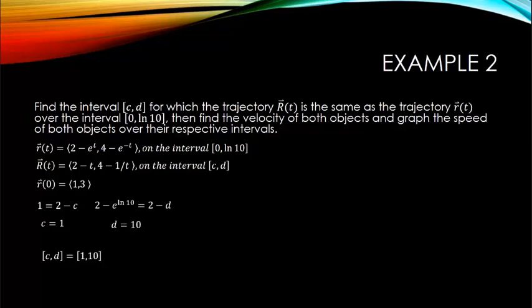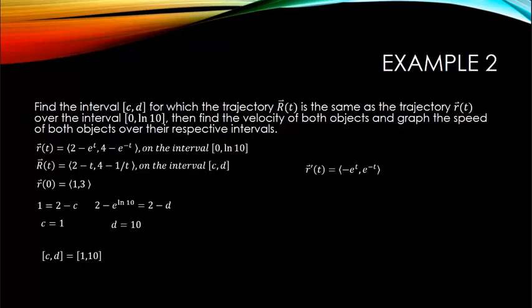So in this case, my closed interval for capital R of t to equal the same trajectory as little r of t on the interval from 0 to the natural log of 10 requires that my closed interval CD has to be the closed interval from 1 to 10.